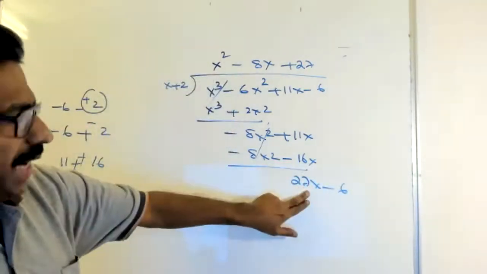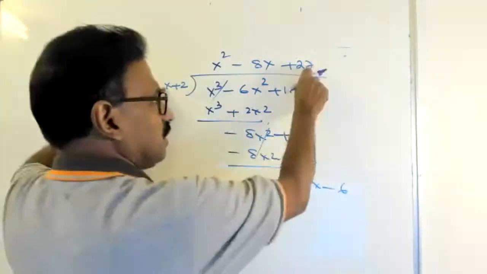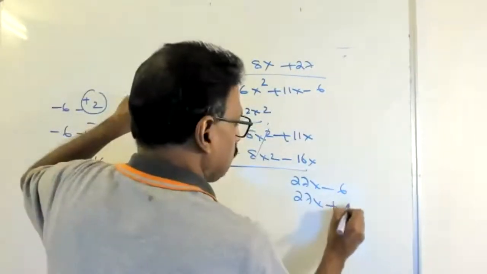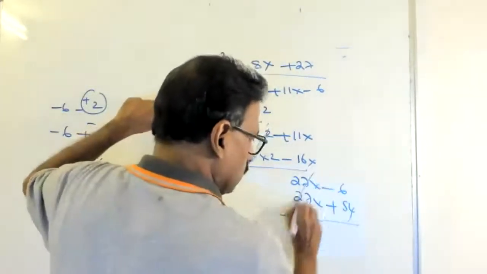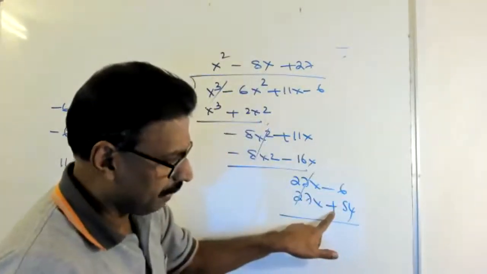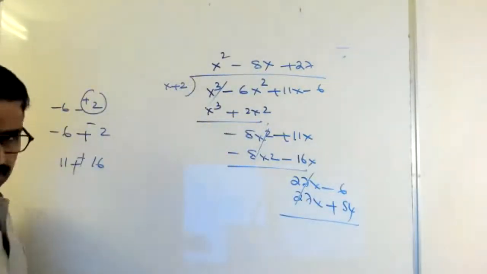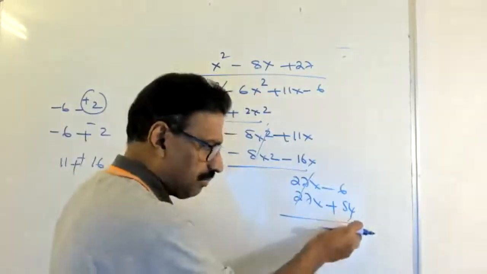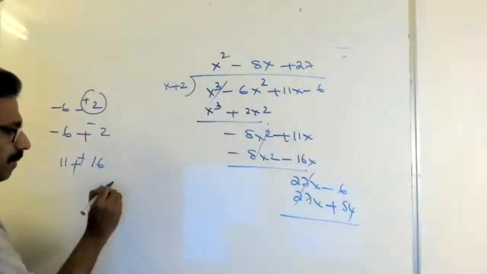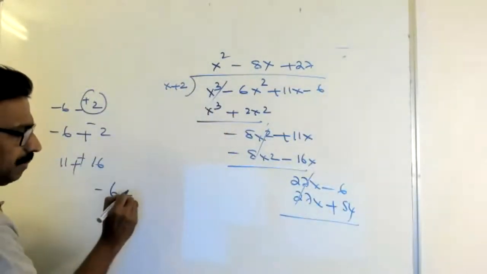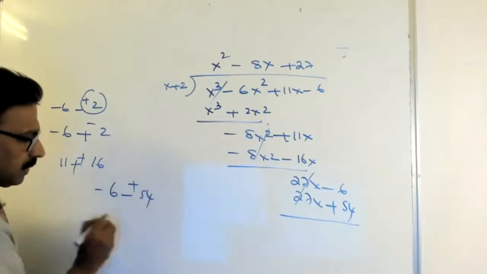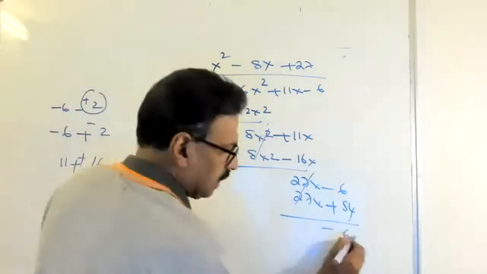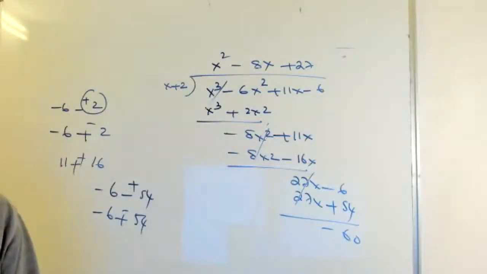Then 27x divided by x, that is 27 here. 27x plus 54. This is cancelled. This becomes minus. You see, listen, if you have a problem, you need to write clearly here itself. You can go to the working column and check. Minus 6 plus 54. So minus 6 minus 54, that is minus 60. This is the answer. Okay, correct it now.